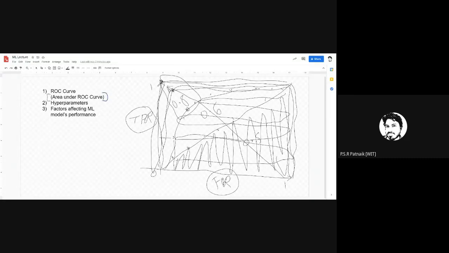I hope now you have understood why I said that the area under the ROC curve should be more than 0.5. I hope you are getting what exactly I'm trying to mean. Instead of byhearting that the area under this should be greater than 0.5, now you will be in a position to understand why it has to be more than 0.5. Have you understood this concept? Area under the ROC curve.